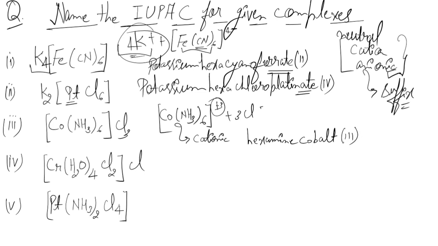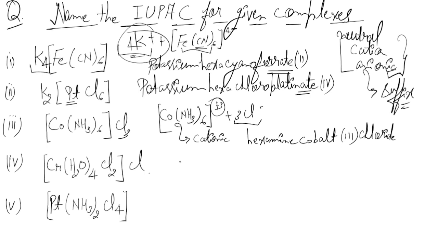Once we did the nomenclature of this positive species, that is hexaamine cobalt(III), there is the negative, anionic part, that is the chloride. So we will write simply chloride. The IUPAC name of this is hexaamine cobalt(III) chloride. So let's see the next question, number 4.